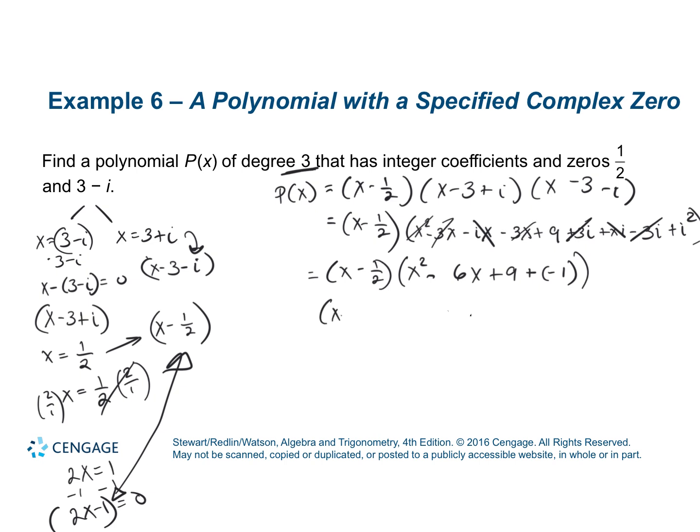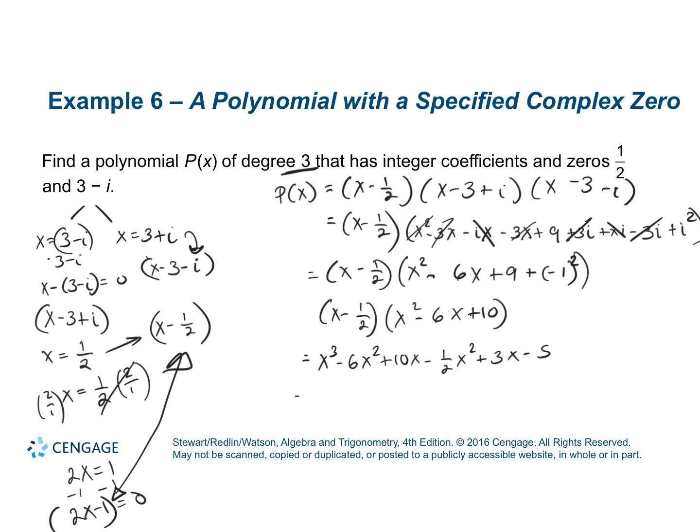So this is going to simplify to x minus a half, x squared minus 6x plus 10. Because it's squared, it becomes positive. Now I'm going to start to deal with the fractions. So we're going to FOIL, and I'm going to get x cubed minus 6x squared plus 10x minus a half x squared plus 3x minus 5. When I distribute the fraction, I just simplified it right off the bat.